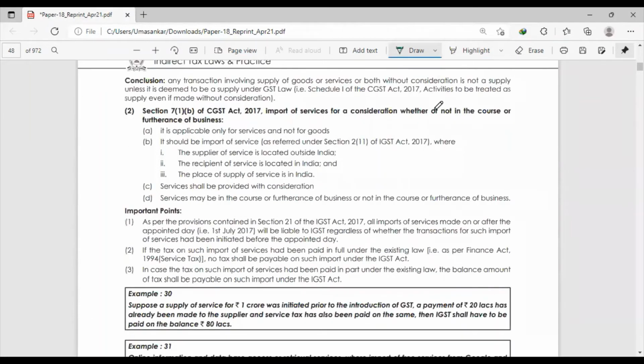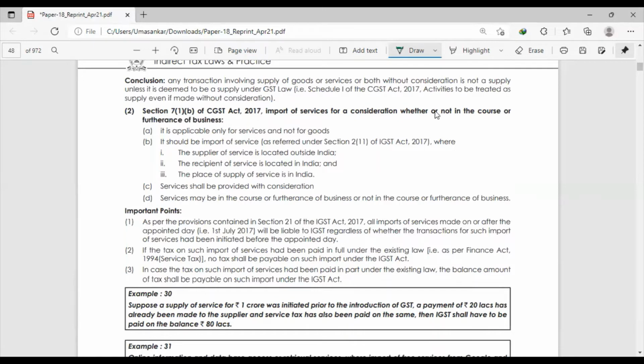Next, conclusion. Any transaction involving supply of goods and services or both without consideration is not a supply, unless it is deemed to be a supply under GST law, which is Schedule 1, coming below. You will treat it as supply even if made without consideration. So there are 3 portions. We have already studied 7 subsection 1, 7 subsection 2. Now we'll go to 7 subsection 1, subsection B.